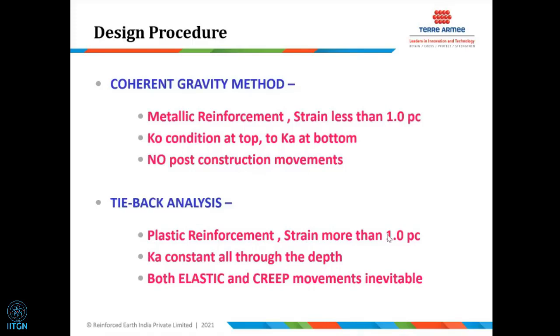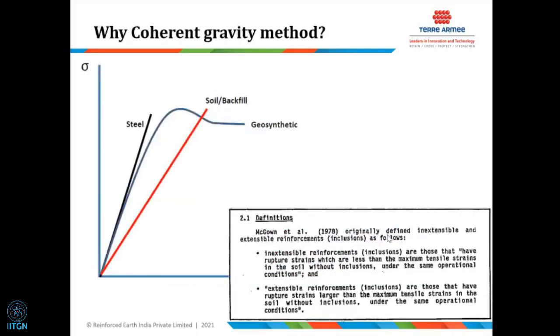In the tieback wedge method, of course, it is applicable for extensible reinforcement with the strain more than 1%, and it's active pressure. So I will not go into the tieback wedge method. I will keep my topic specific to only the coherent design method. So why and how this method has been evolved and defined.